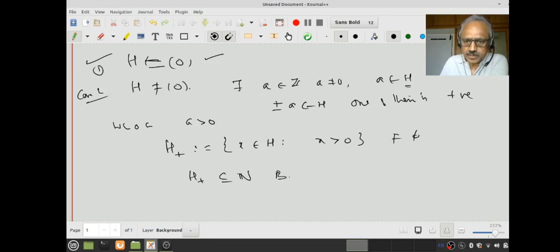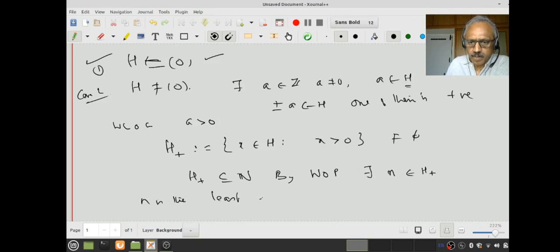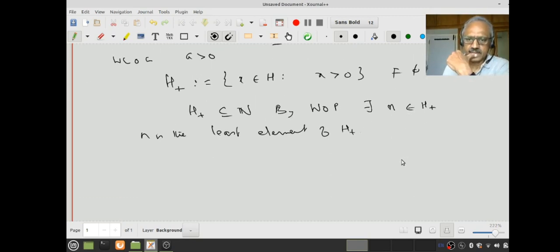Therefore, by the well-ordering principle, there exists an n in H plus such that n is the least element of H plus. Is that clear? Now something interesting happens. Let us call this n. Suppose I have an element, I'll call it B, in H. Now B is here and n is here. Remember, n is a positive integer, a natural number.